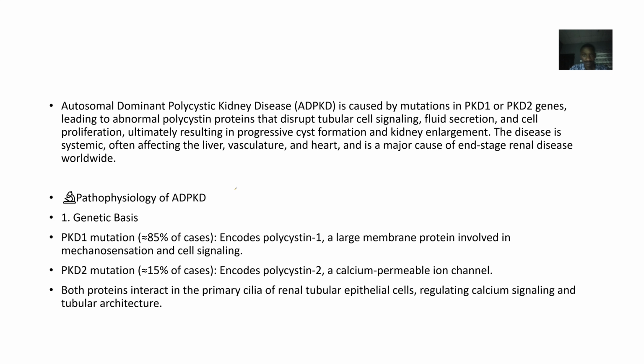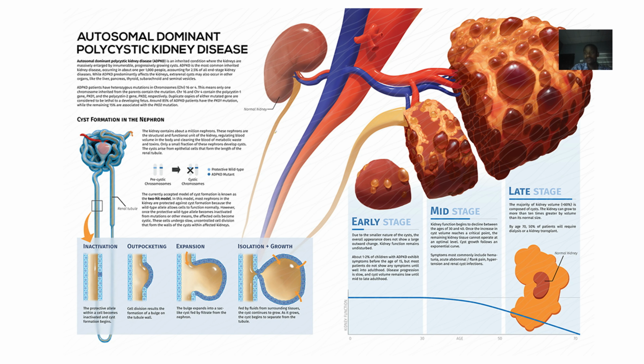So let's look at it. There's a mutation in genes known as the PKD1 and the PKD2 gene. Now, this leads to what? The polycystin proteins that they usually code for are disrupted. So this disrupts tubular cell signaling, how fluid is secreted, and how the cells proliferate, and it now leads to cyst formation in the kidneys. It's a very nice picture which you can pause to observe and make meaning out of it.